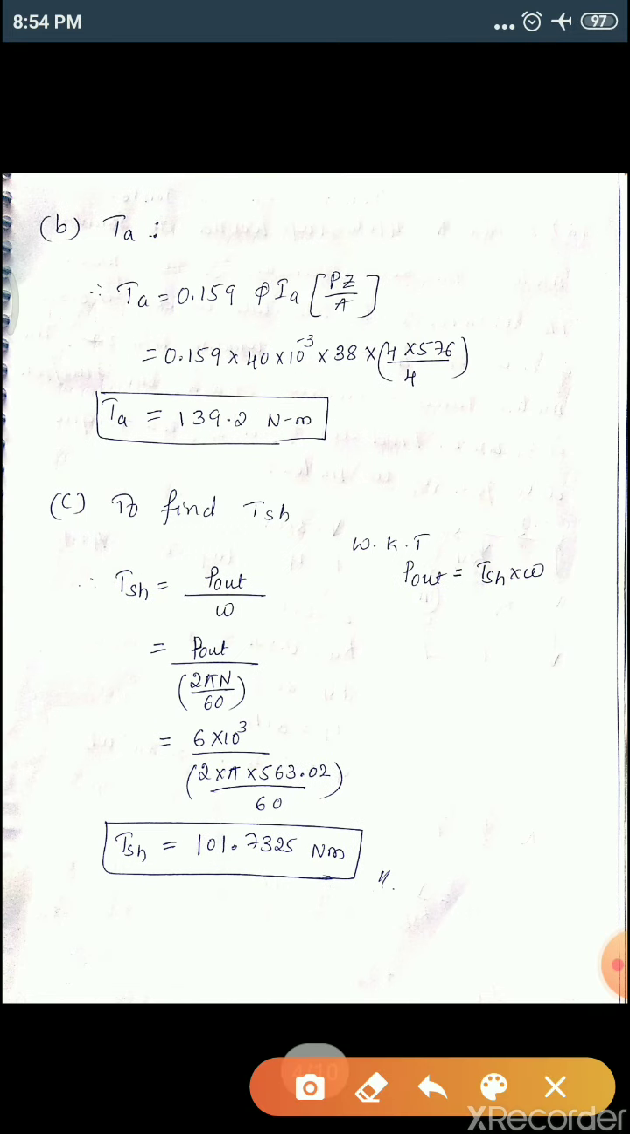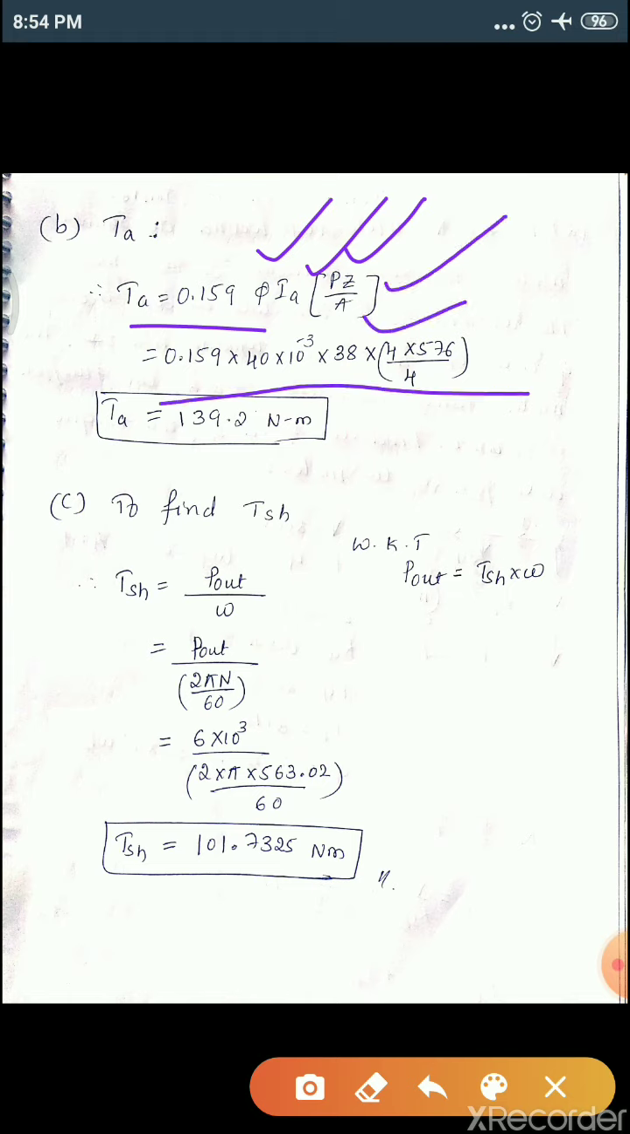As we know, the formula of TA is 0.159 into IA into PZ by A. Phi they have given, IA you have calculated, P they have given, Z they have given, A also they have given. So substitute all the values: 0.159, phi is 40 into 10 to the power of minus 3, IA is 38, P is 4, into 576 divided by 4. If you do this, you will get TA equal to 139.2 Newton meter. So this torque is in Newton meter.